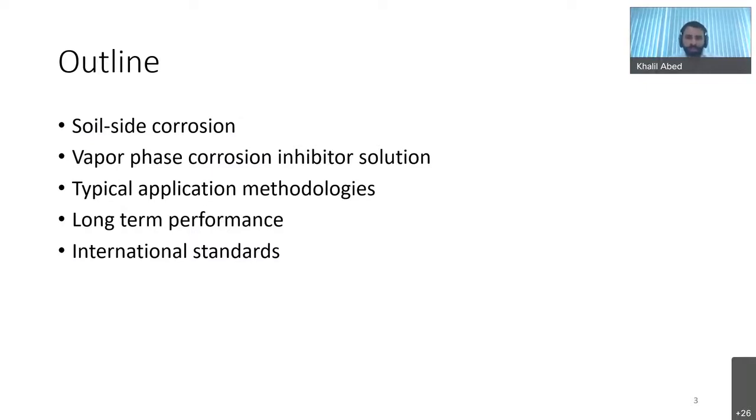We will also share with you case studies that demonstrate the long-term performance of VpCI solution against soil side corrosion and how it contributes to the overall protection of the storage tank. And we will conclude our webinar with an update on the position of VpCI technology for soil side corrosion on storage tank bottoms in the international standards arena.